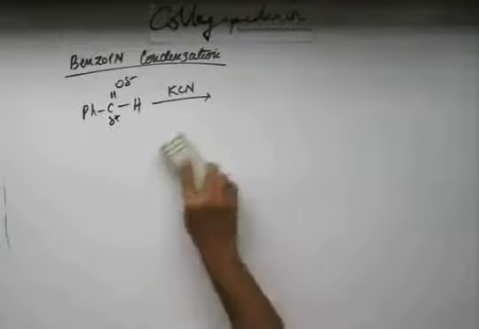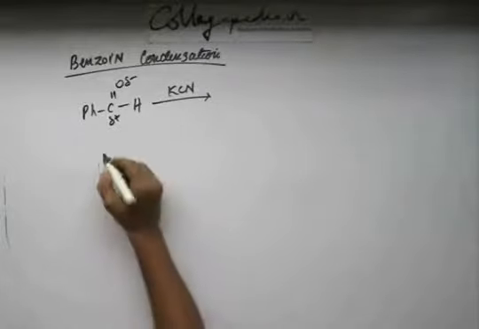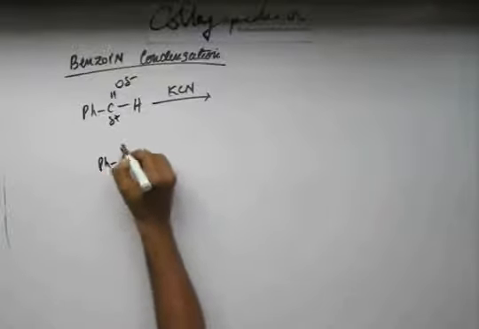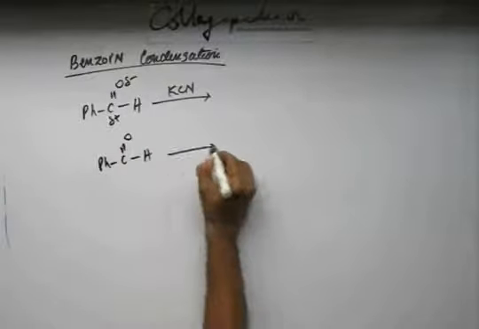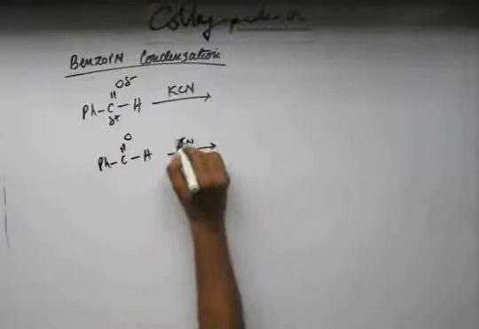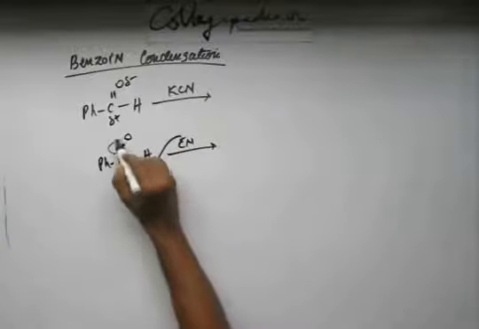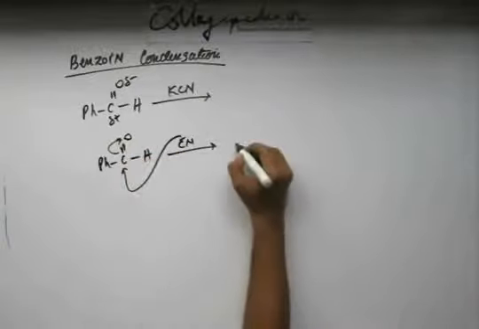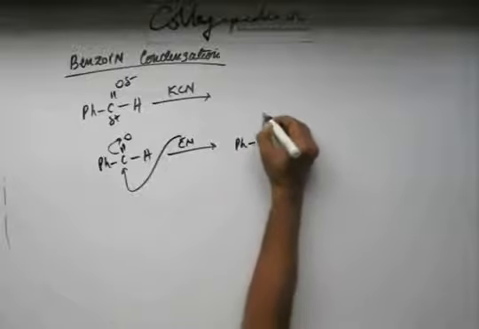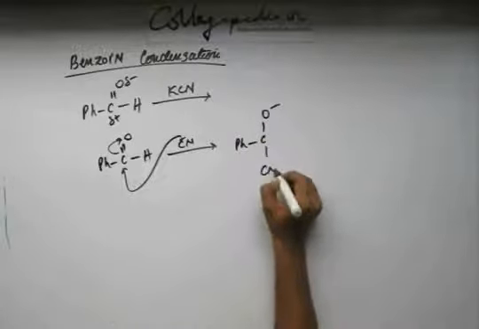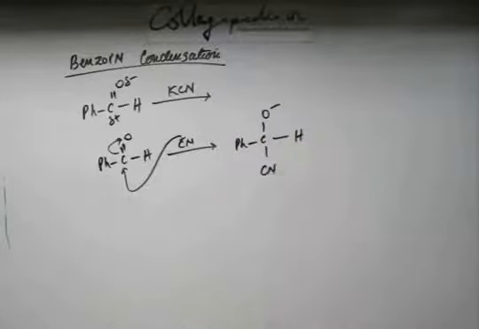Then let's do it. This is benzaldehyde. Cyanide is going to come and attack. So this cyanide attacked this carbon. The bond from the front side broke. The electron went to oxygen. Oxygen became O minus. And you have a hydrogen like this. Fine. This is done. What next can happen?